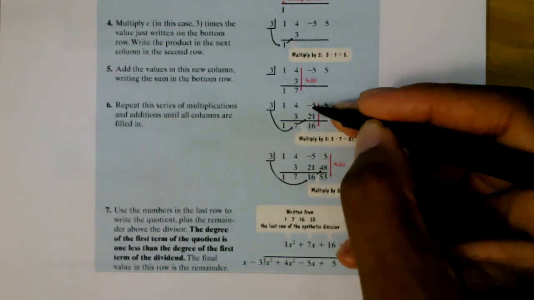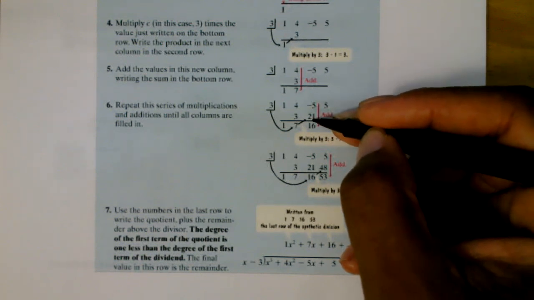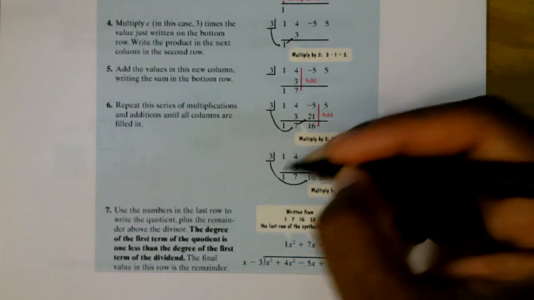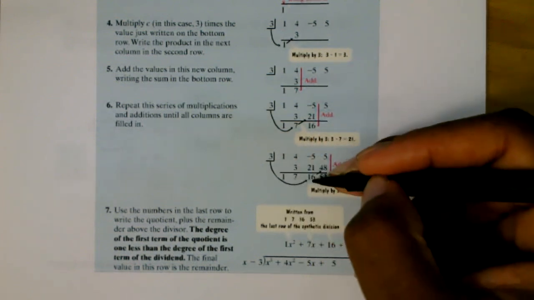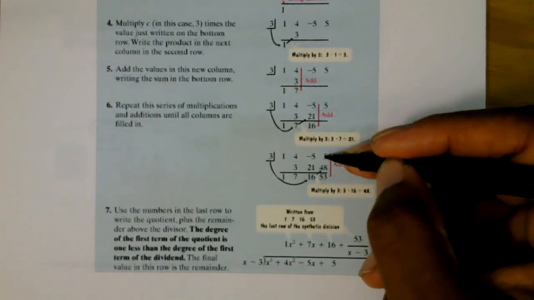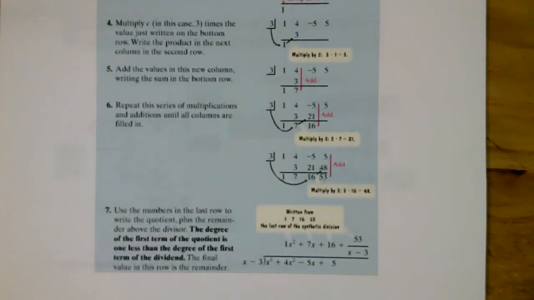That 21 goes underneath the negative 5. And then add negative 5 and 21 together, you'll get 16. And then finally, you'll do 3 times 16. That's 48. That 48 goes underneath the 5. Add 5 and 48 together, you'll get 53. So here all the columns are complete.